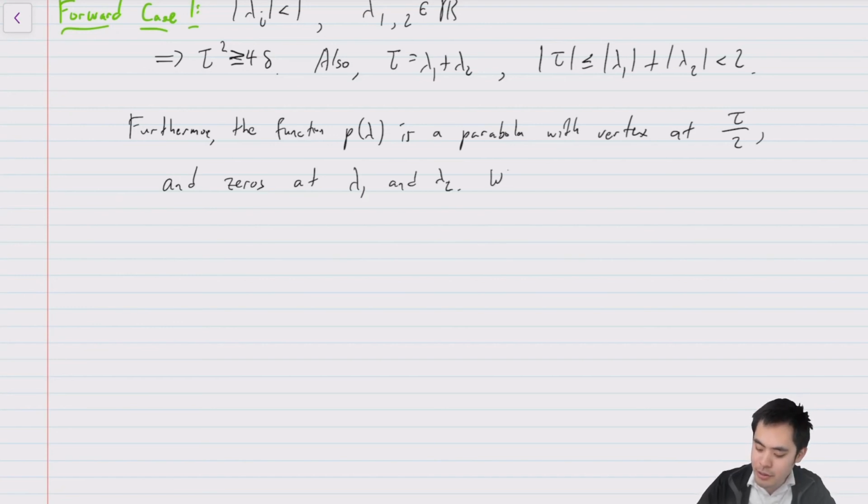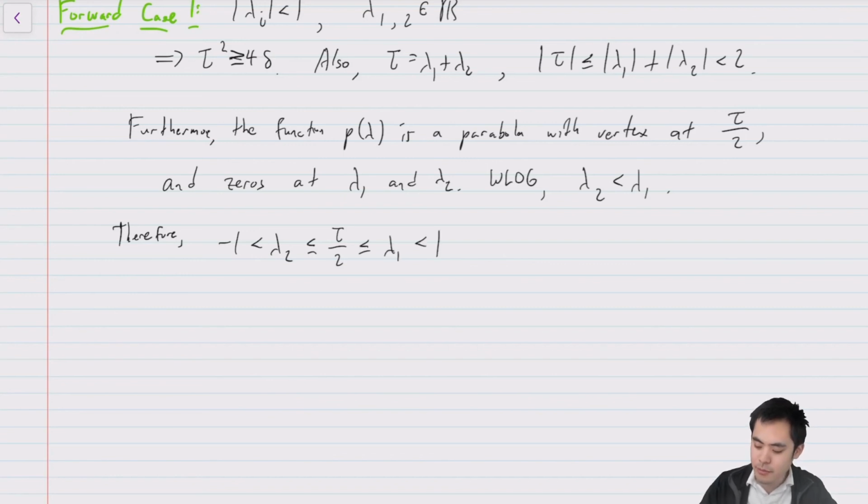Without loss of generality, let's say that lambda 2 is less than lambda 1. Okay? So therefore, we know that minus 1 is less than lambda 2, is less than or equal to tau over 2, is less than or equal to lambda 1, is less than 1.